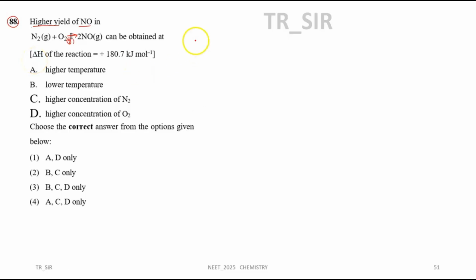So here, the key concepts involved in this case are chemical equilibrium and Le Chatelier principle. What is Le Chatelier principle talking about?